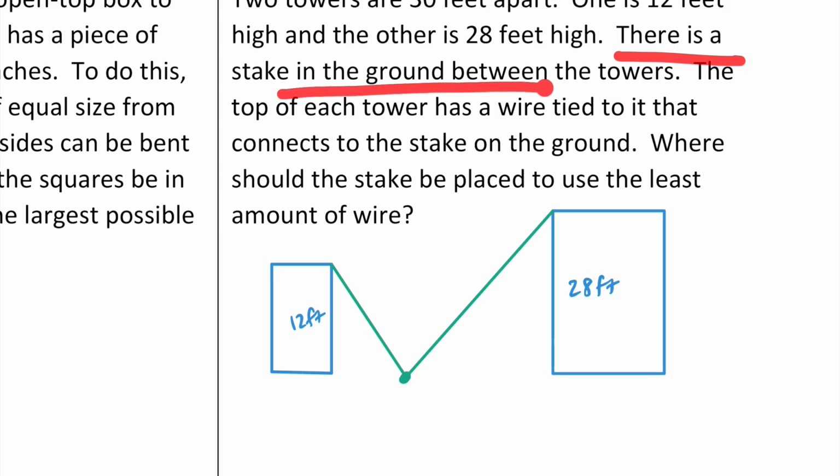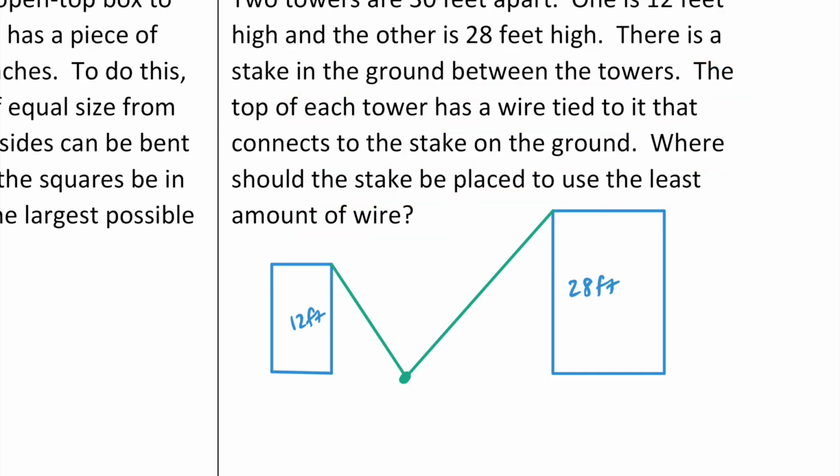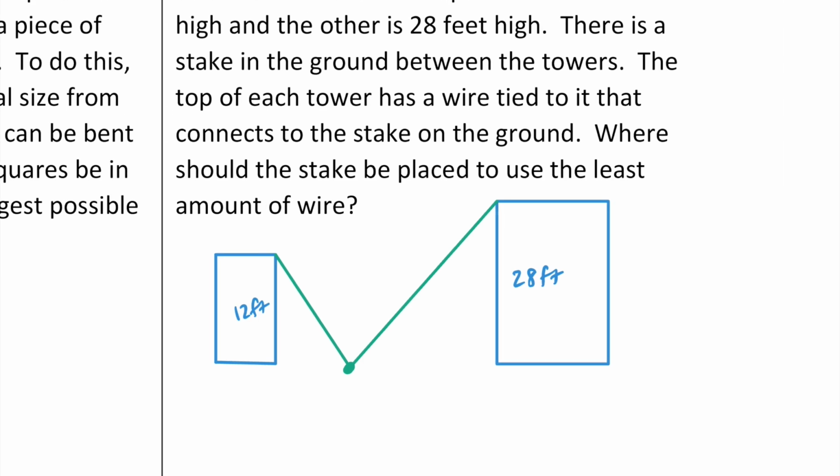There's a stake in the ground. The top of each tower has a wire tied to it that connects the stakes. Where should the stake be placed to use the least amount of wire? All right, so I'm going to call the entire wire wire 1 plus wire 2. I'll call this wire 1 and this wire 2.